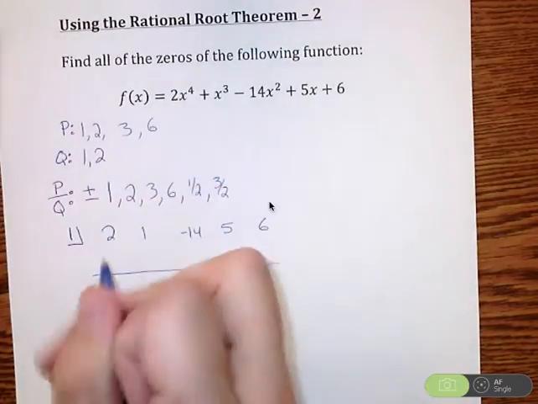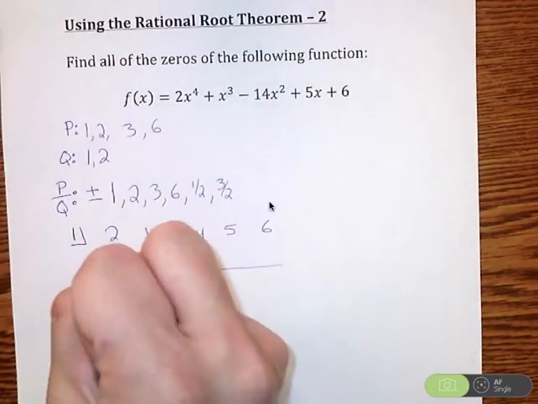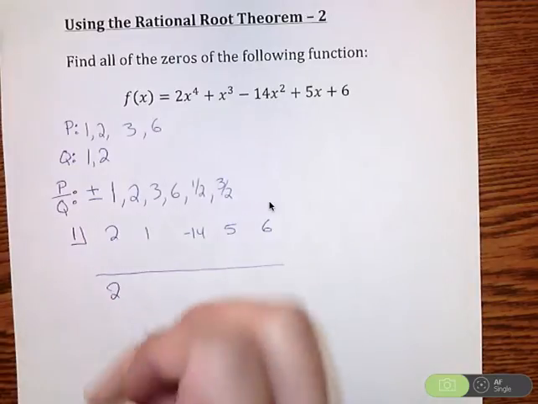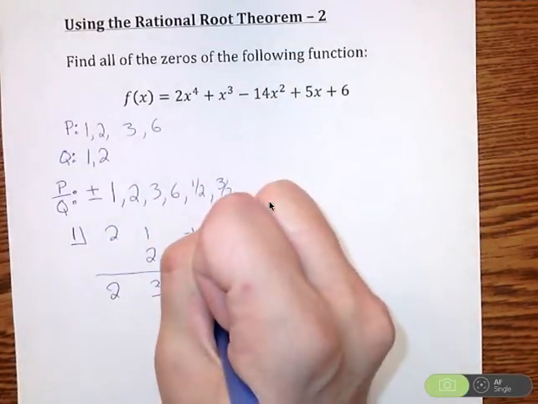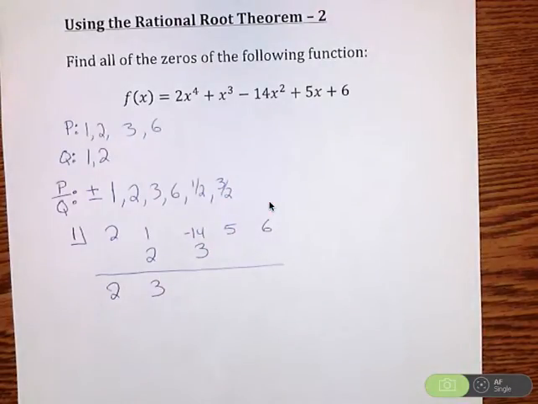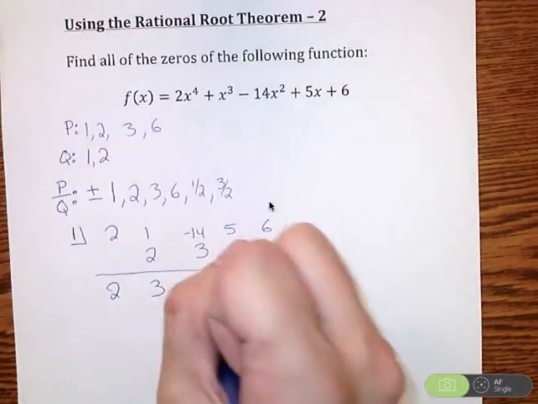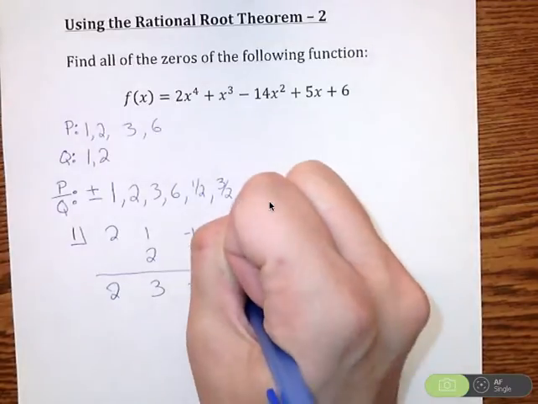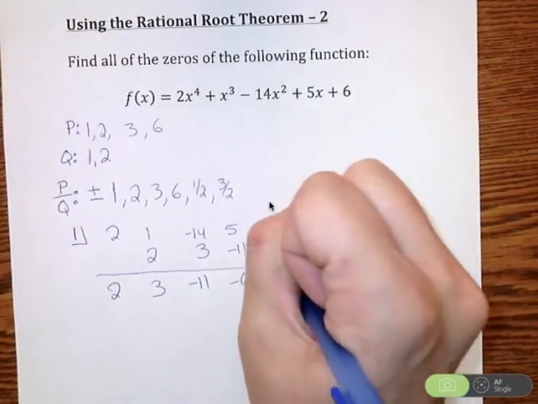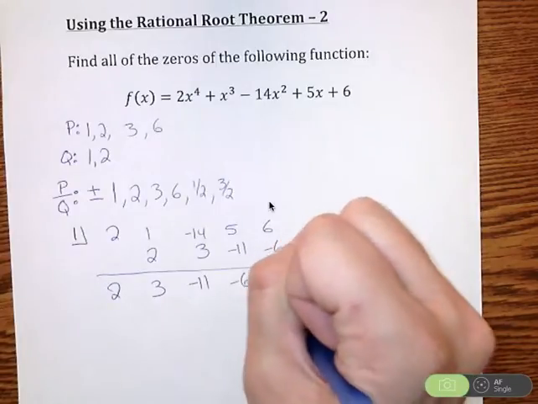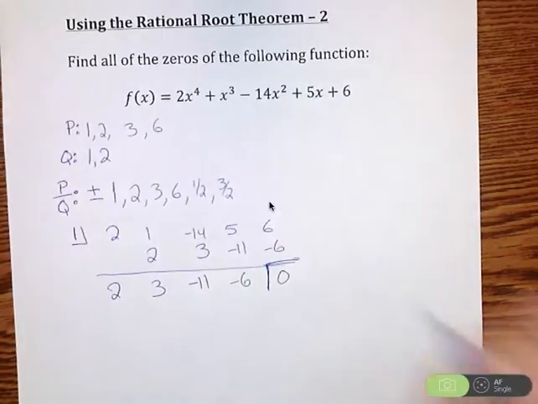Add down, multiply up. So adding 2 down, 2. Multiply by the box. 2 times 1 is 2. Add down, you get 3. Multiply up by the box, you get 3. Add down, -11. Multiply by the box, get -11. Add down, -6. Multiply up, get -6. Add down, we get 0.